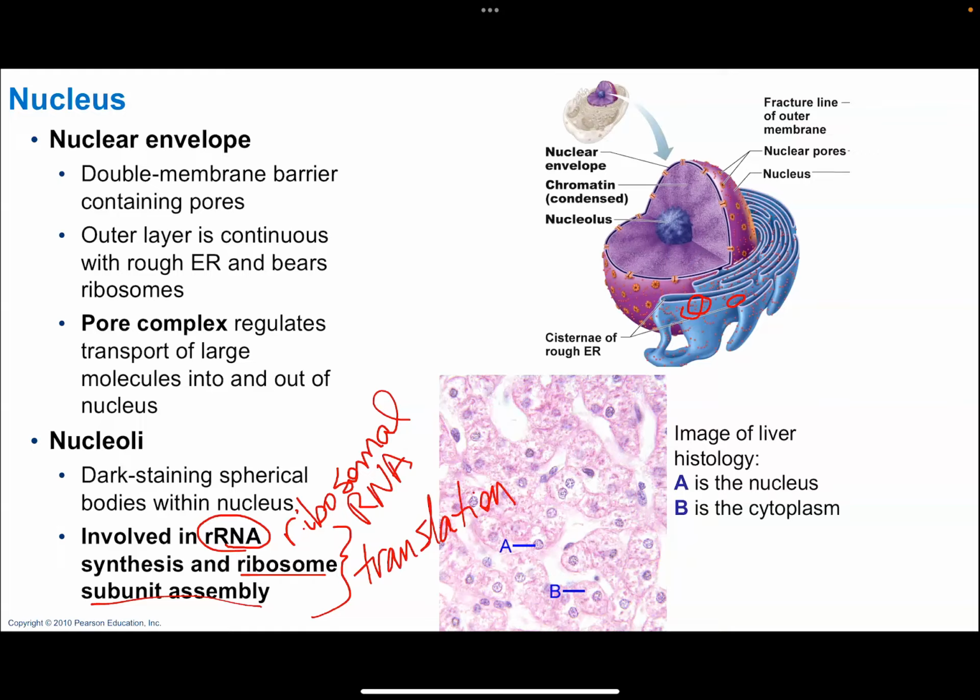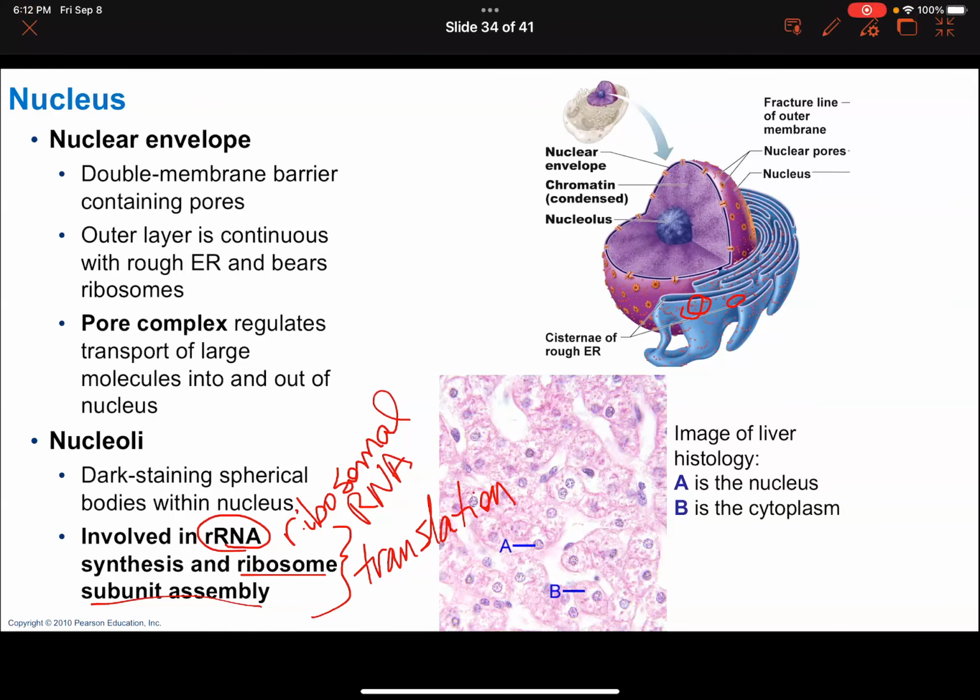Okay? Here you can also see in this micrograph below, this is a slice of the liver. This is the nucleus here, this dark stain within the cells. Here's a nice cell right here. And that darker circle in the middle is the nucleus. And the lighter purple is the cytoplasm.